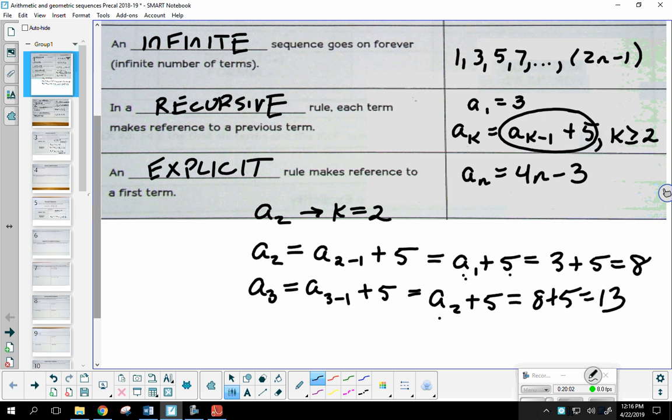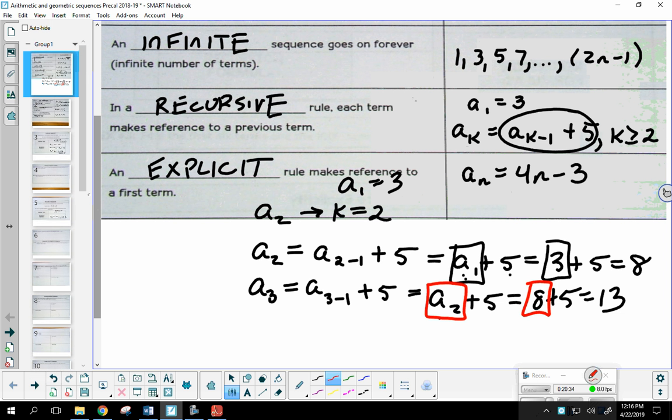Oh, okay, I see what you mean. Because here, we know already that the first term was 3. So all I did was replace the first term with the 3. So in the second part here, I know that in order to find the third term, I need the second term, which we found to be 8, plus 5. If you see that a1 is 3, and you see that plus 5 after a sub k minus 1, wouldn't that basically just tell you what? This is just a way of writing a formula that's dependent on the previous term.